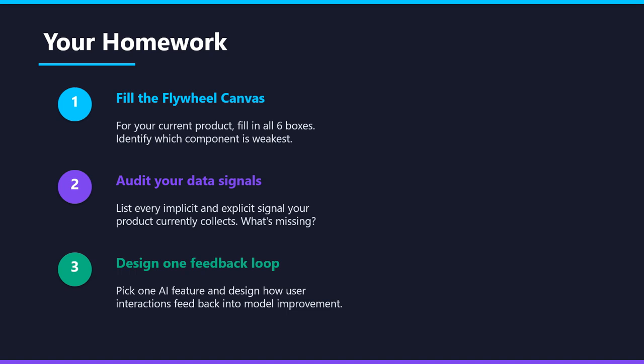Two is audit your data signals. List every implicit and explicit signal your product currently collects. Then ask what signals are we not collecting that we could be, right? What user actions happen that we are ignoring? And three, design one feedback loop. Pick one AI feature in your product and map out exactly how user interactions feed back into model improvement. If there is no loop, design one.